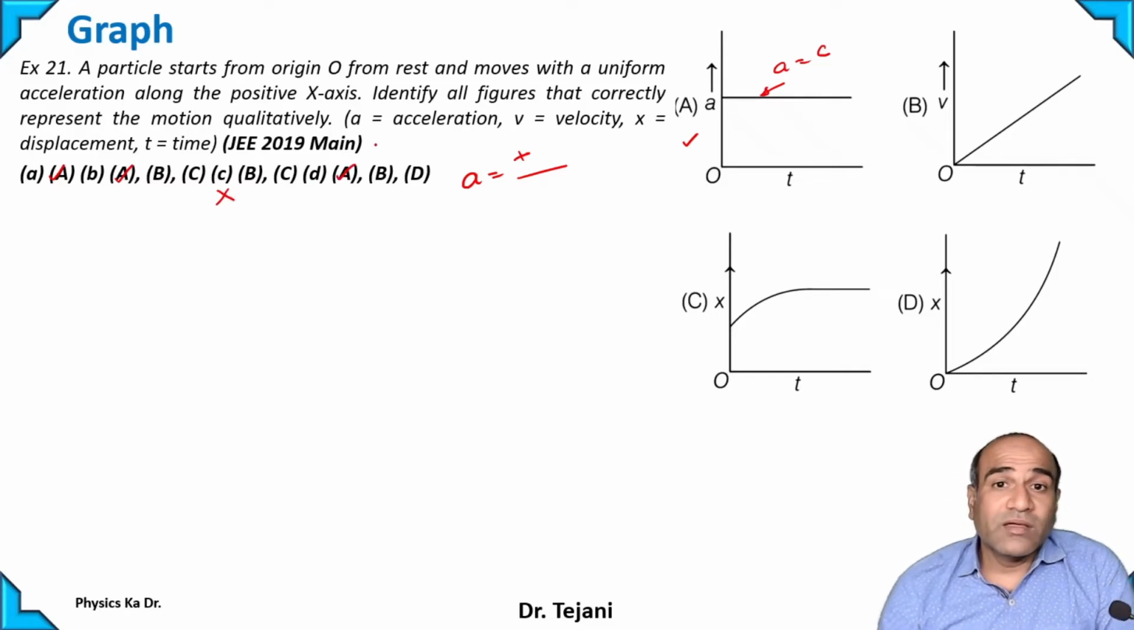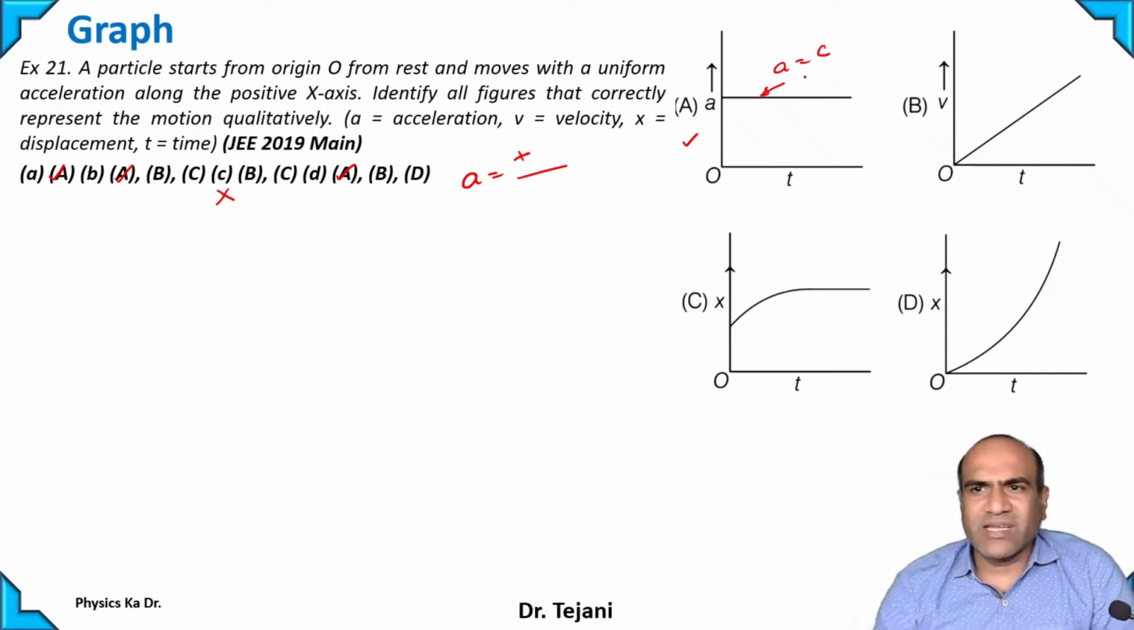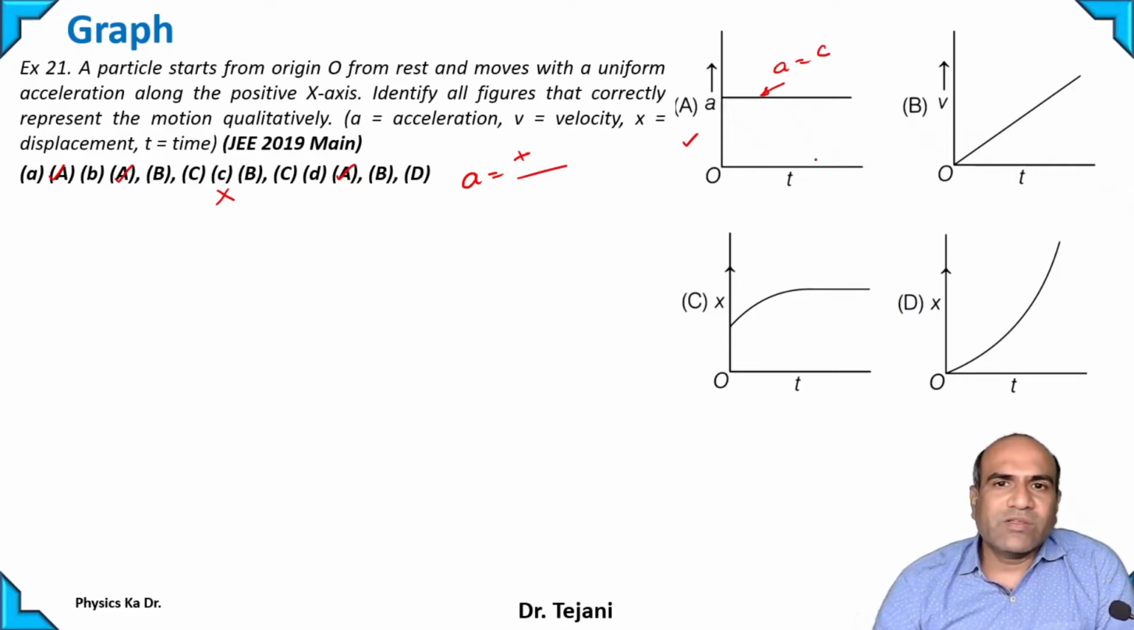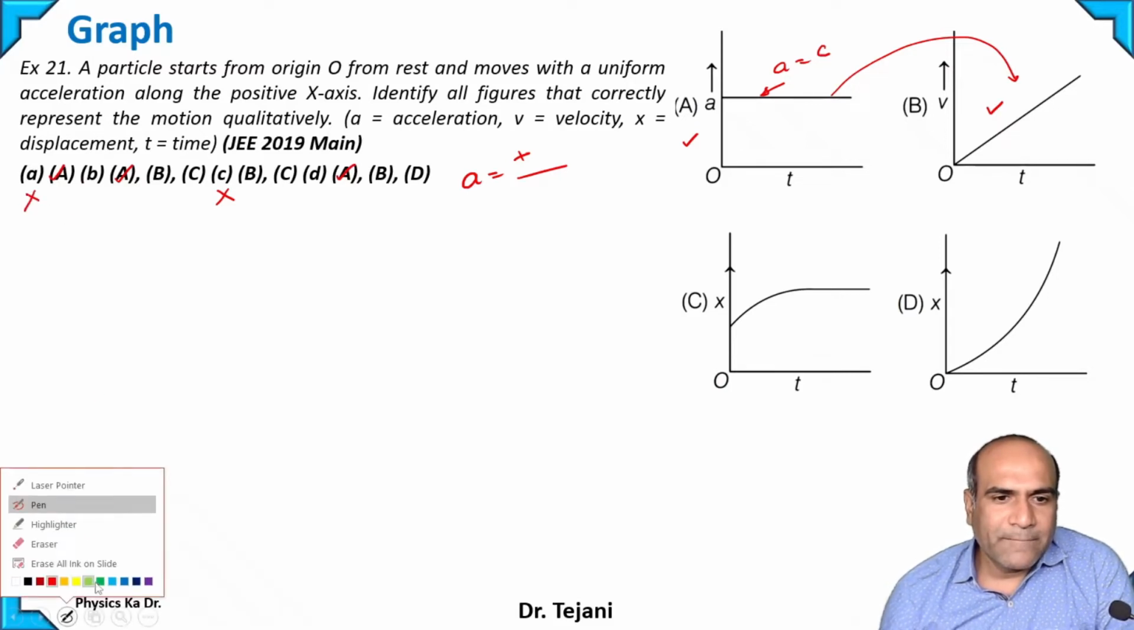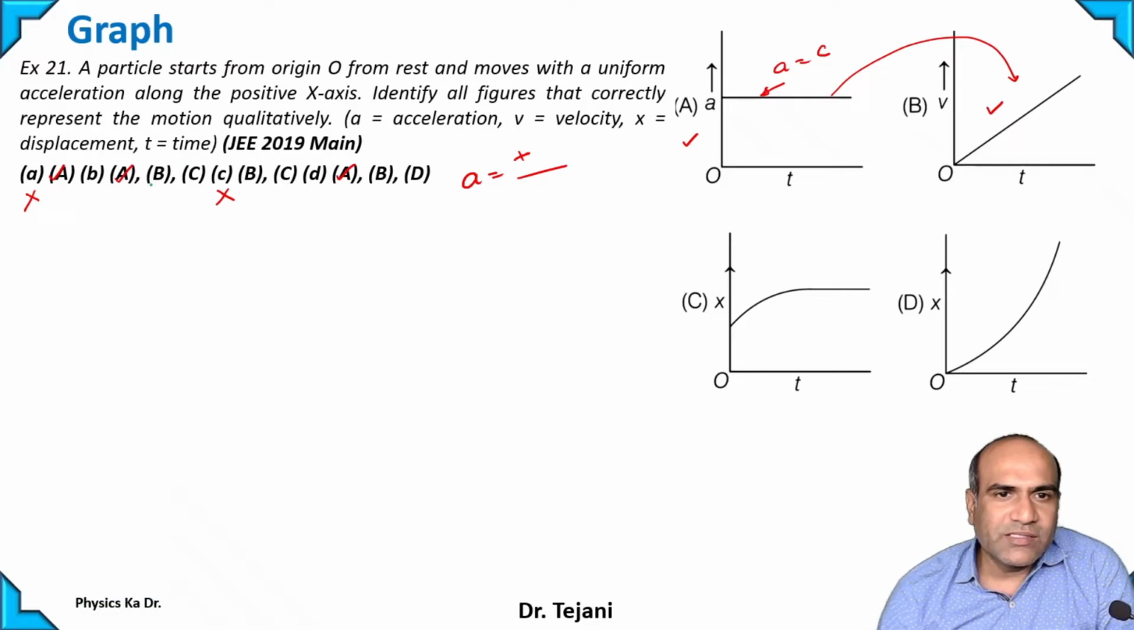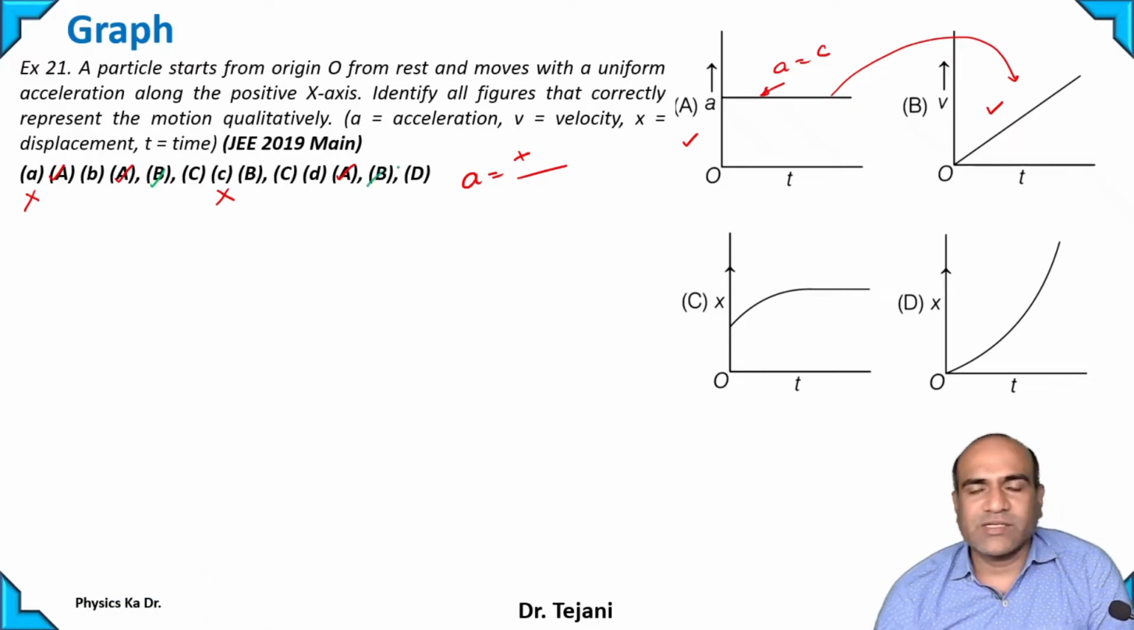Then let's check the velocity versus t graph. If acceleration is constant and velocity starts from zero, then the graph should be a straight inclined line with positive slope. So here graph B is correct. Only A is given here, so that one is not correct. B is given here, this is correct, and the last one is correct.